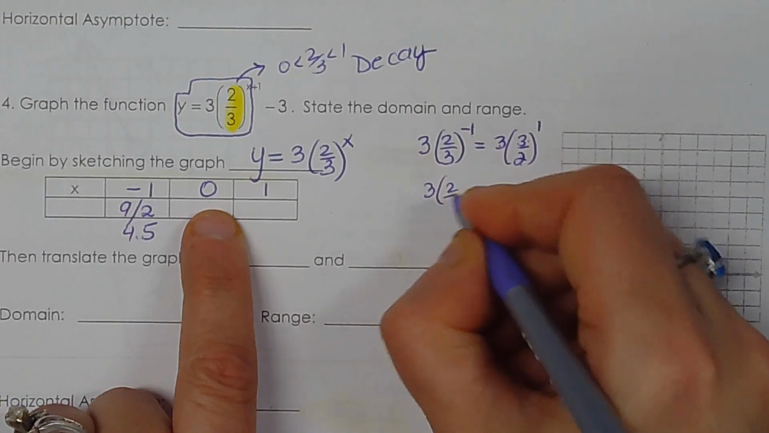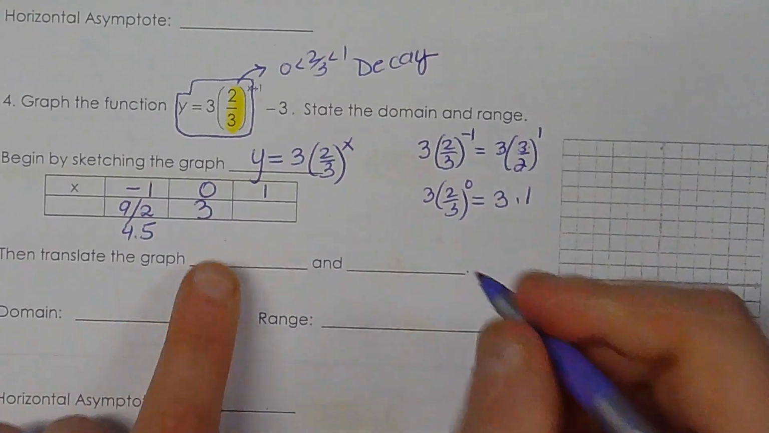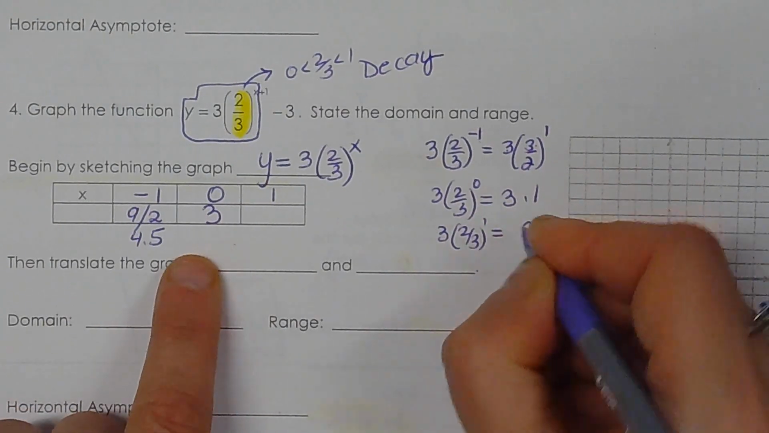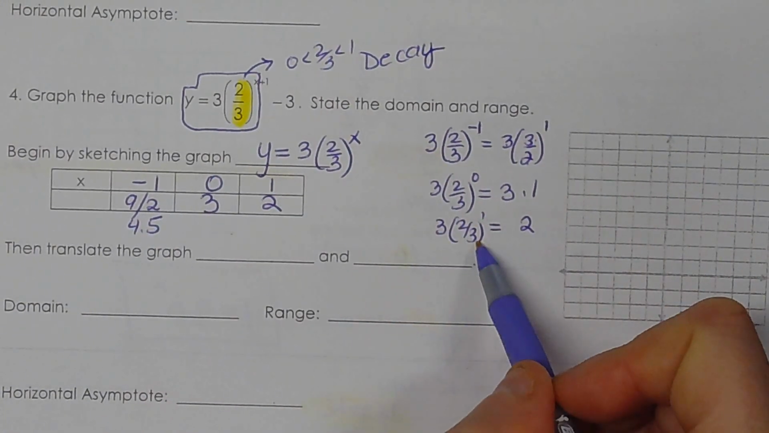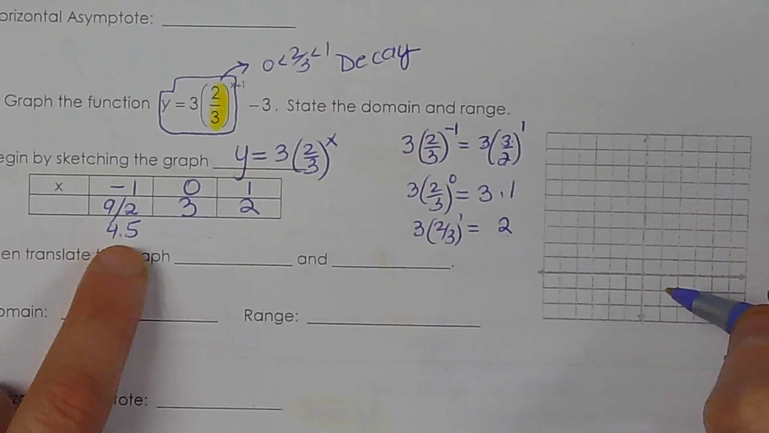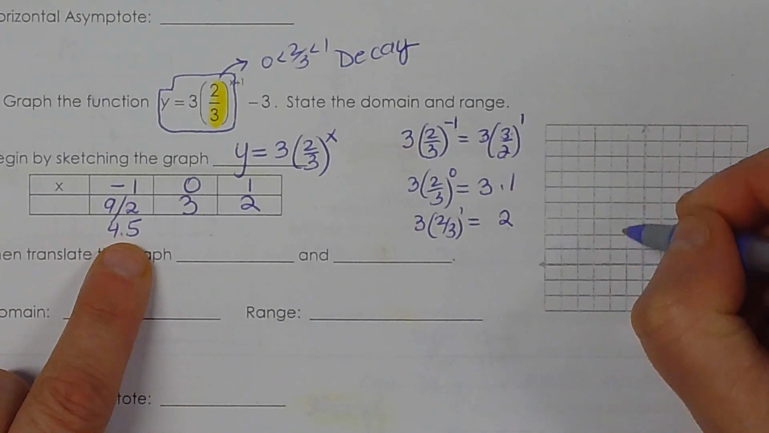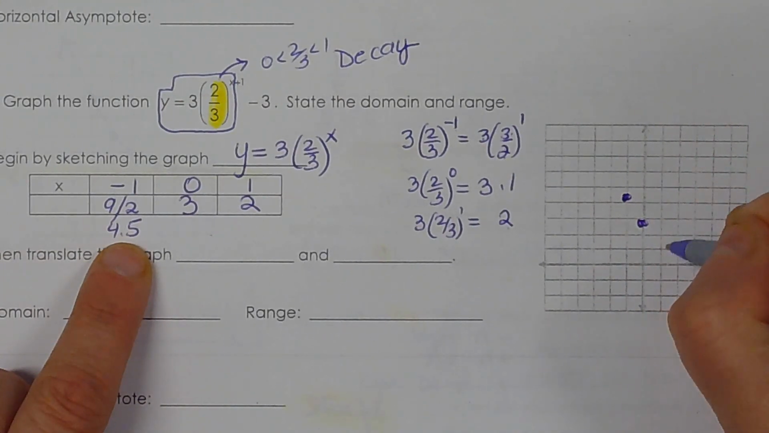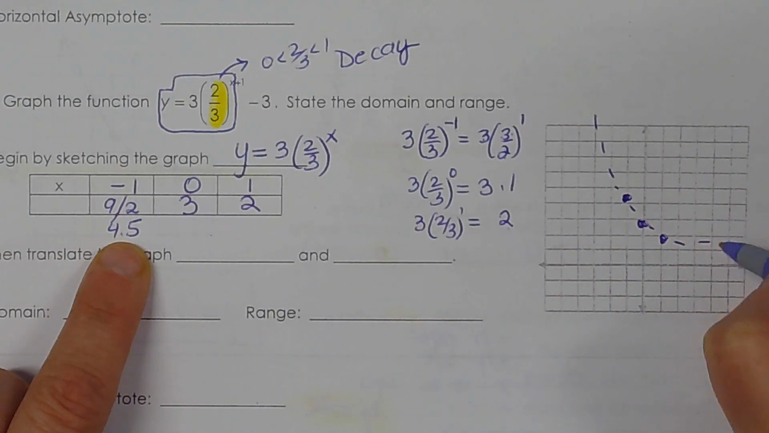Then we have 3 times 2/3 to the 0. It's 3 times 1, which is equal to 3. And then 3 times 2/3 to the first: 3 times 2 is 6, divided by 3 is 2. So now let's graph. The graph should start in the top and come down from left to right. So negative 1, 4.5, because it's a decay; 0, 3; 1, 2. So this is the parent function of this particular graph.